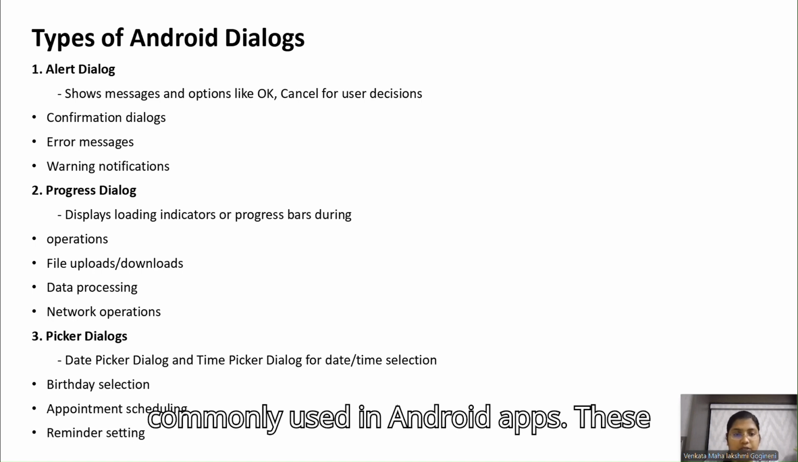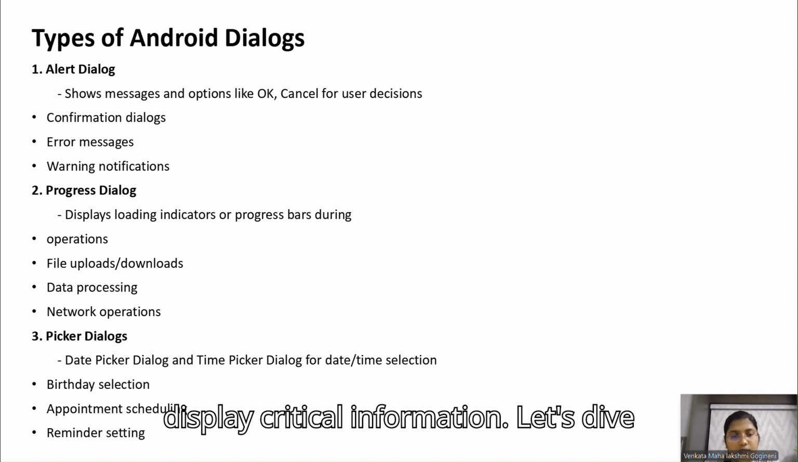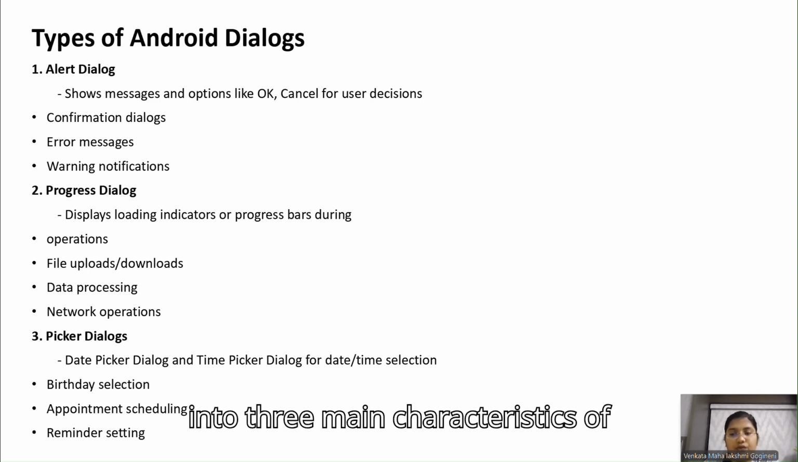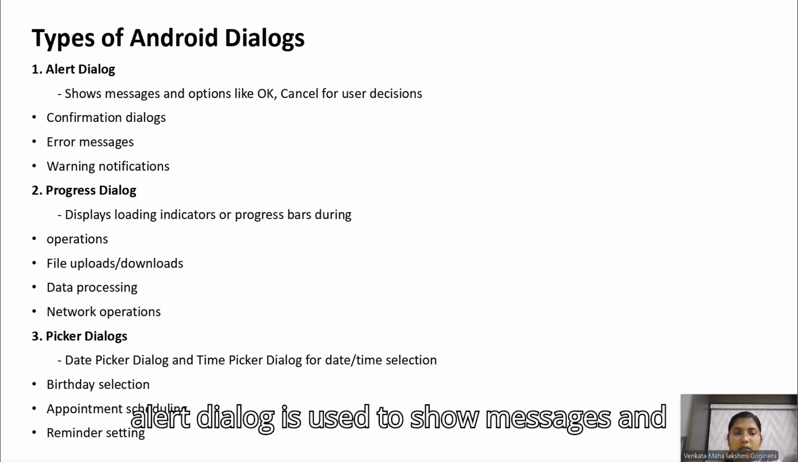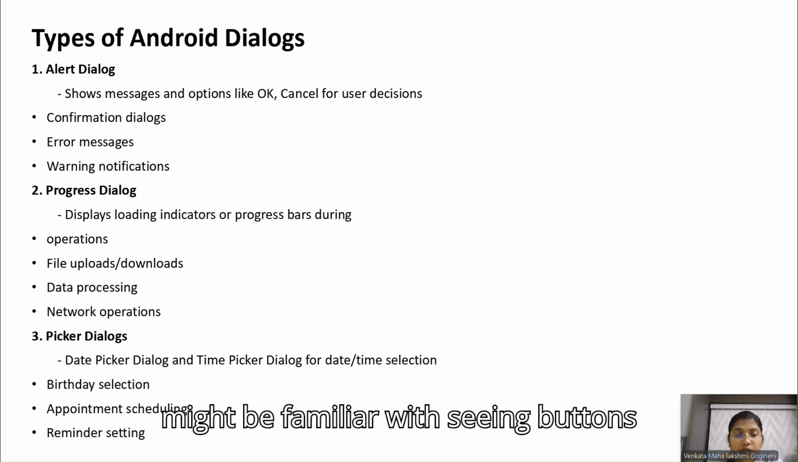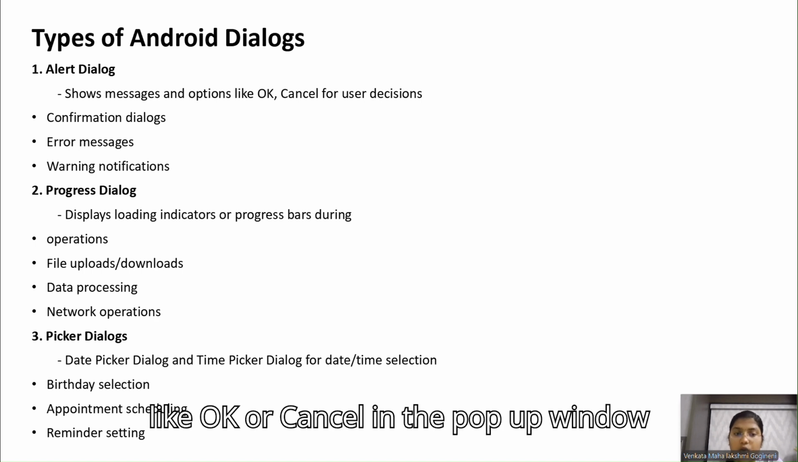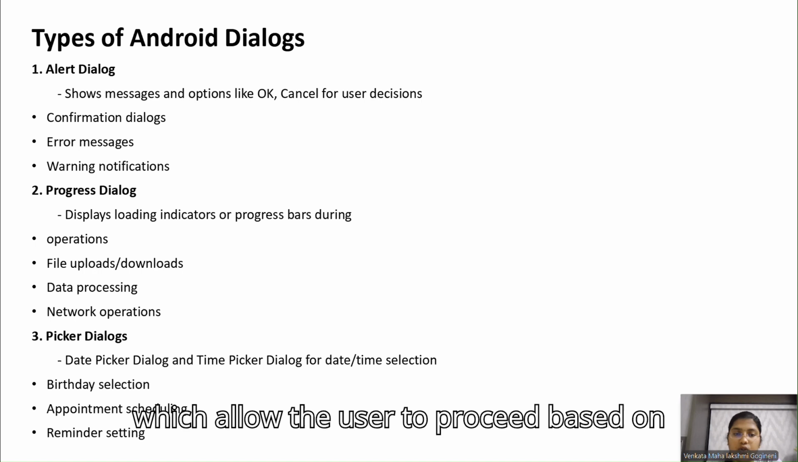Now we are going to take a look at three different types of dialogues commonly used in Android apps. These dialogues help manage user interactions and display critical information. First, the alert dialog. An alert dialog is used to show messages and provide options for user decisions. You might be familiar with seeing buttons like OK or Cancel in the pop-up window, which allow the user to proceed based on their choice.